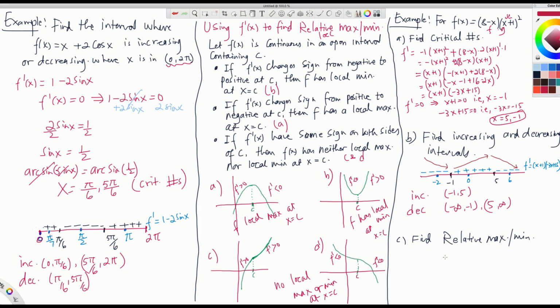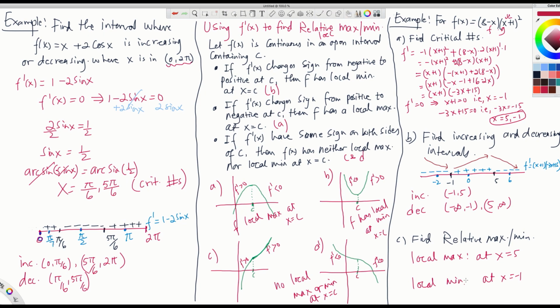So tell me, how about the local max and local min? Does it have a local max? Yes. You see that? It is increasing and then decreasing, a combination of increasing and decreasing. So local max at x equals 5, right? And how about the local min? Local min at x equals negative 1. You see that? It is decreasing and then increasing. Or you can say that f prime is changing sign from negative to positive at negative 1 and from positive to negative at 5. So that's why they have the local max and local min.